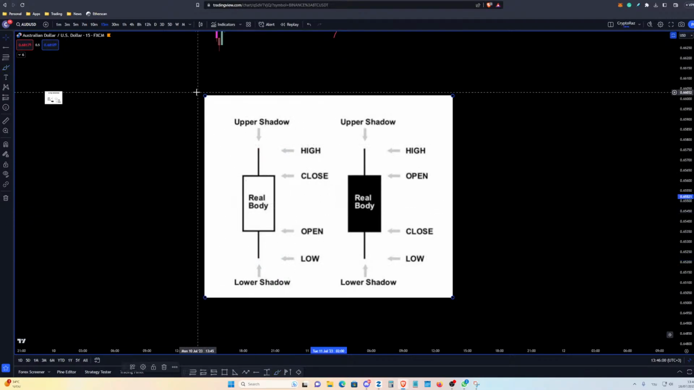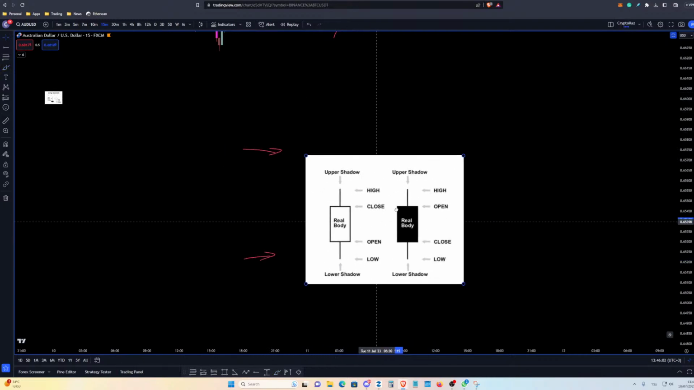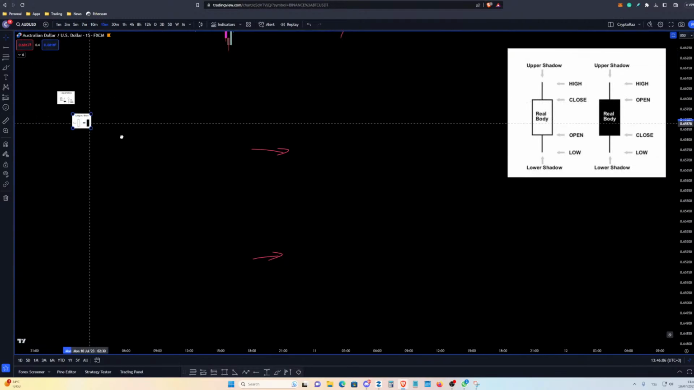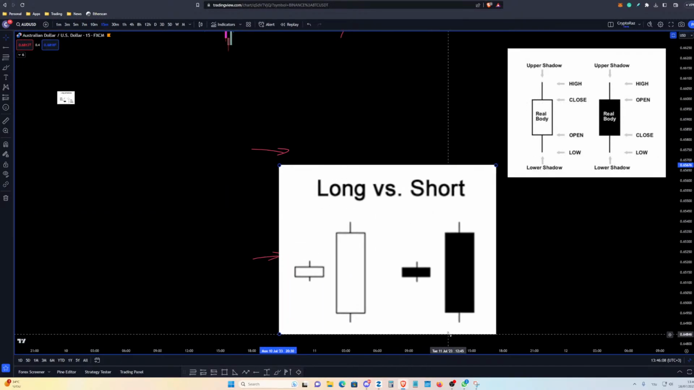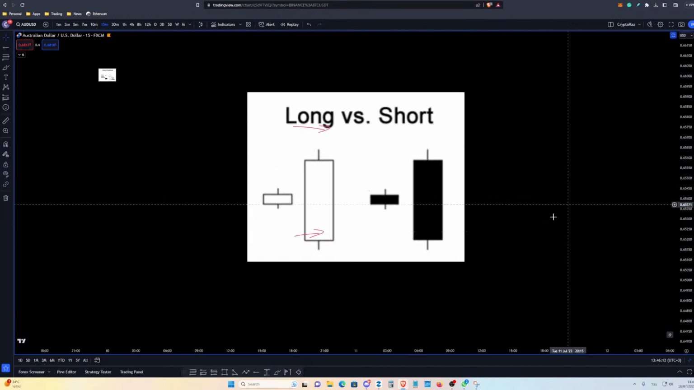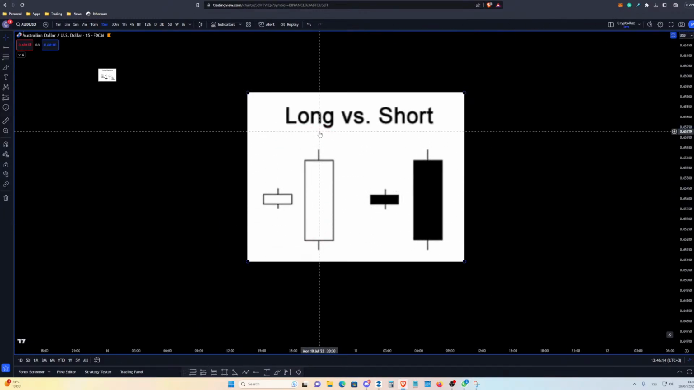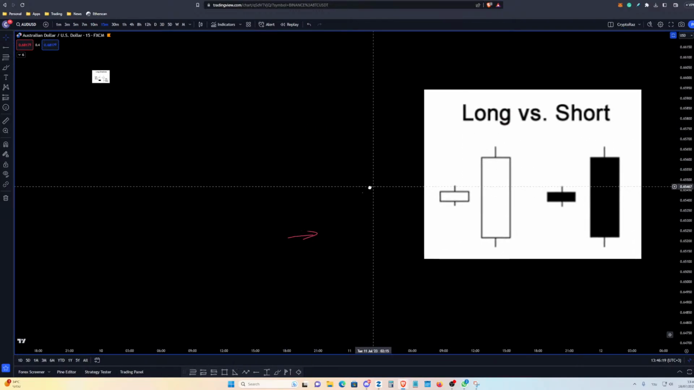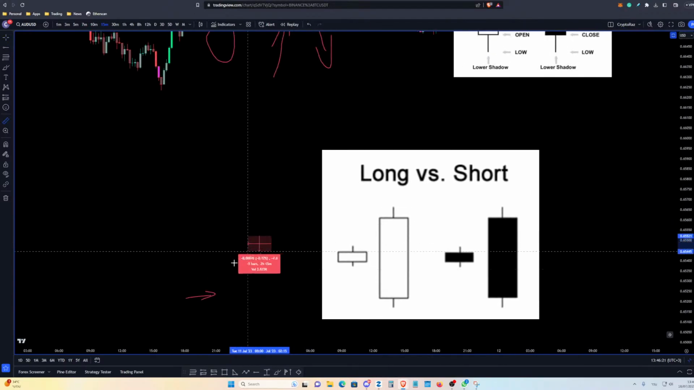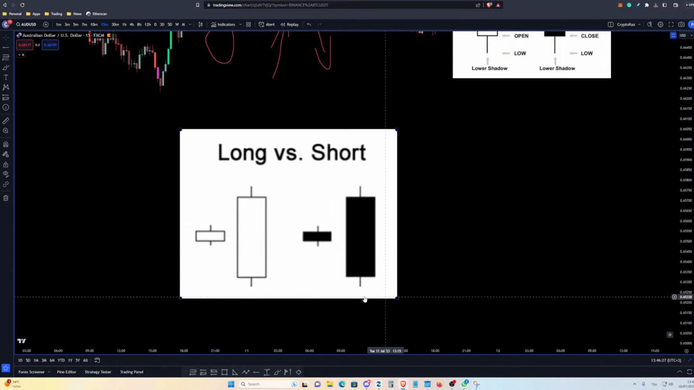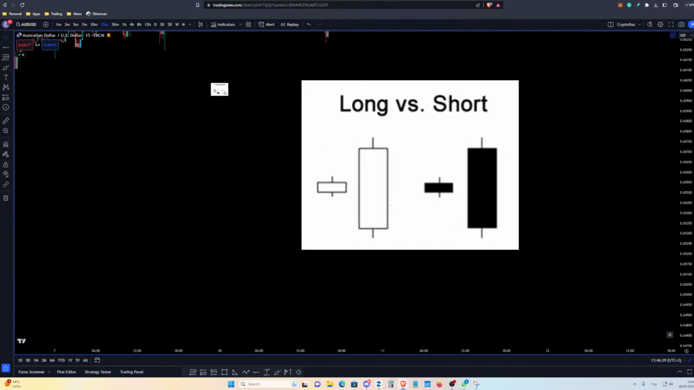Now that we have this one, let's take it aside and continue with our second representation. We are talking about long versus short bodies. Okay, so how do we do this? What does it mean? Let me clean this up. Perfect. Okay, so let's continue.